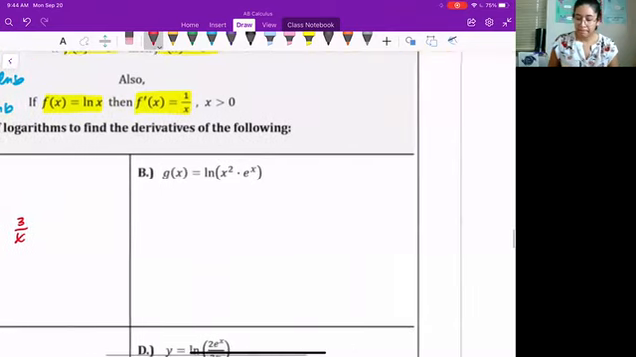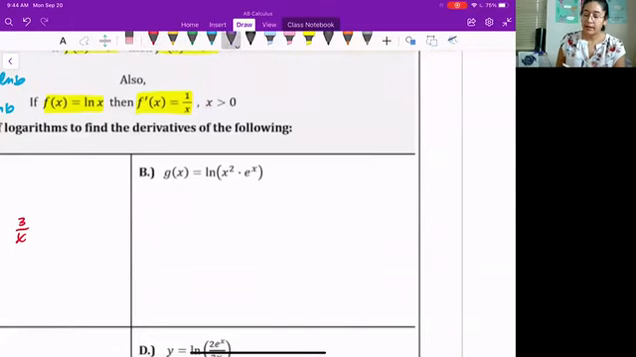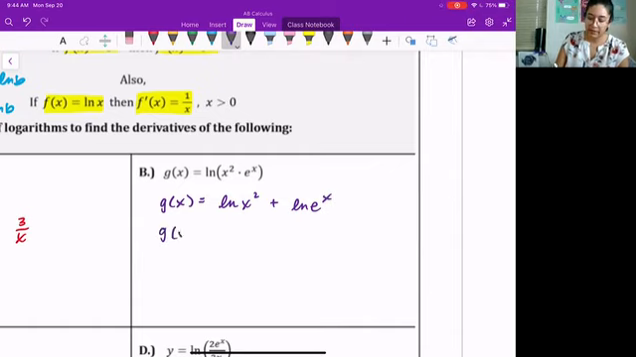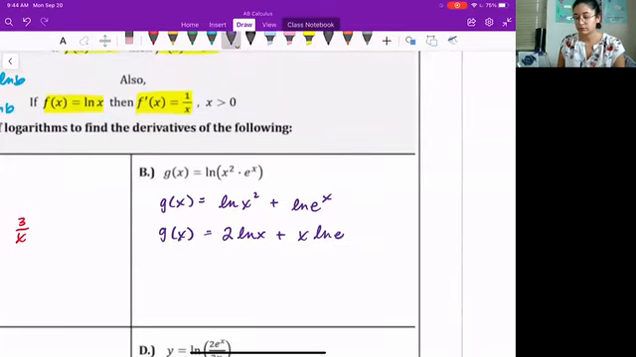Okay, over to part B. So I have 2 things being multiplied inside, so I'm going to rewrite my function g of x, and I'm going to split them each into their own natural log and add. But I'm also seeing some exponents, so I'm going to move those exponents to the front. 2 times natural log of x plus x times natural log of e.